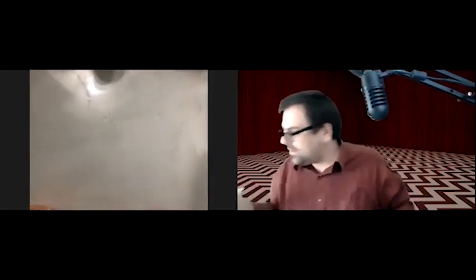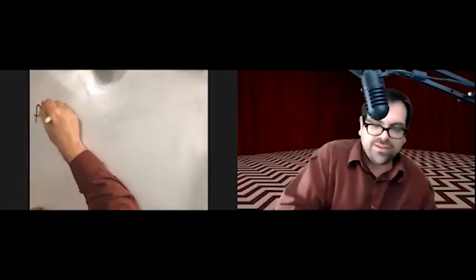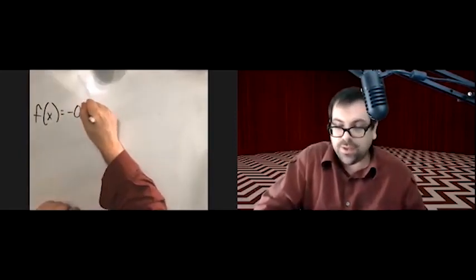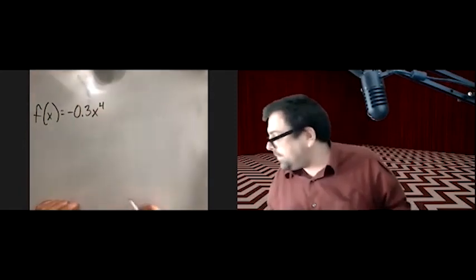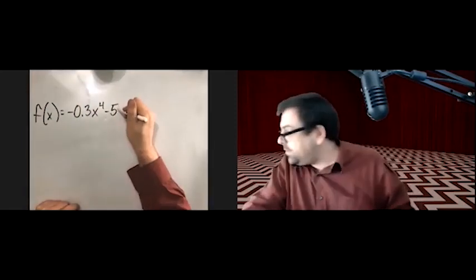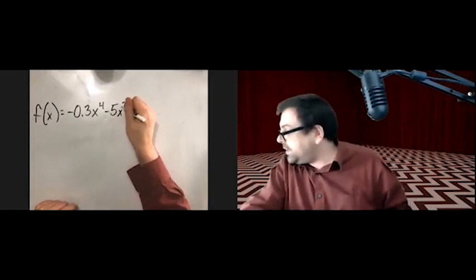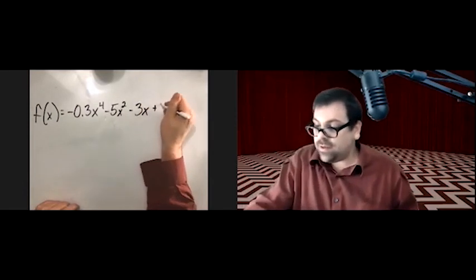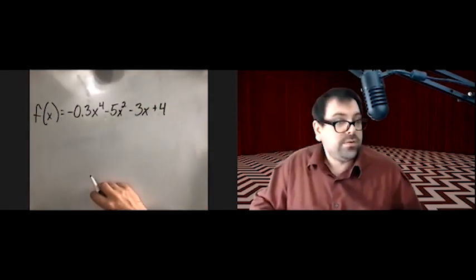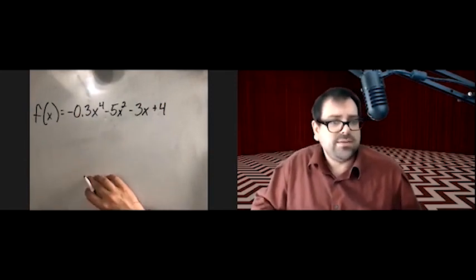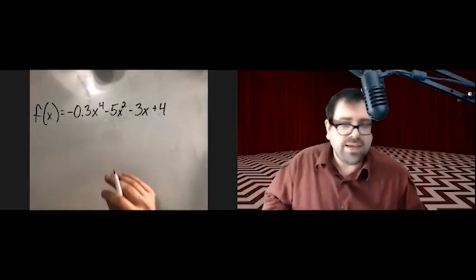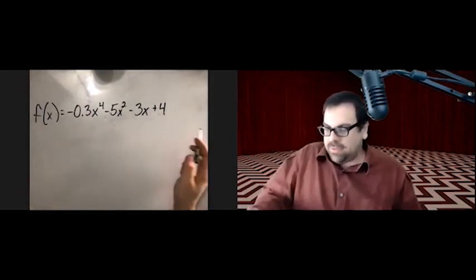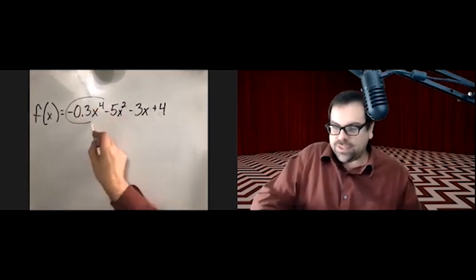Another one. F of x equals negative 0.3 x to the 4th minus 5x squared minus 3x plus 4. You're going, oh, decimal's scary. Don't forget what we're doing. We're finding the end behavior. That's it. Highest power of x, x to the 4th. So this is the leading term.